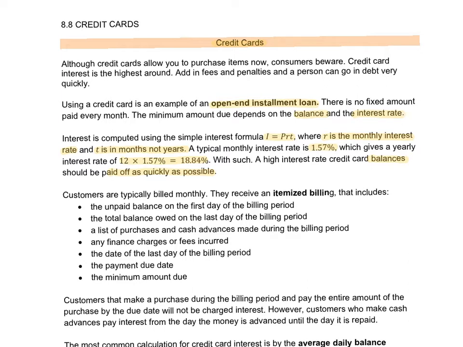So, customers are typically billed monthly. They receive an itemized billing. That would include your unpaid balance on the first day of your billing cycle, so anything carried over from the previous month. Total balance owed on the last day of the billing period, which means it adds up all your transactions. A list of purchases and cash advances that you made during the billing period, any finance charges or fees, the date of the last day of the billing period, payment due date, minimum amount due.